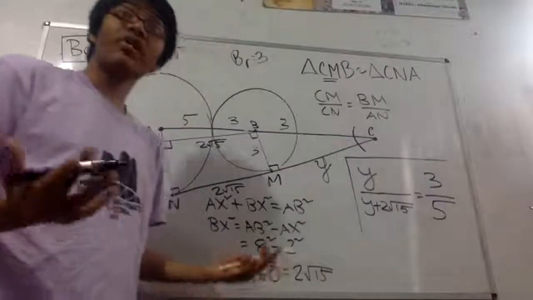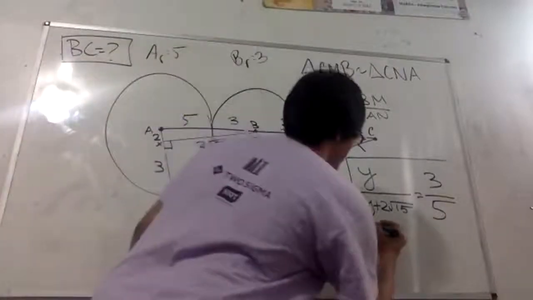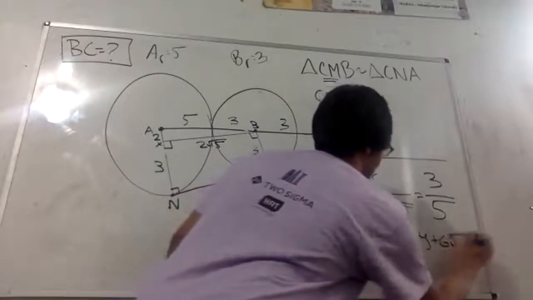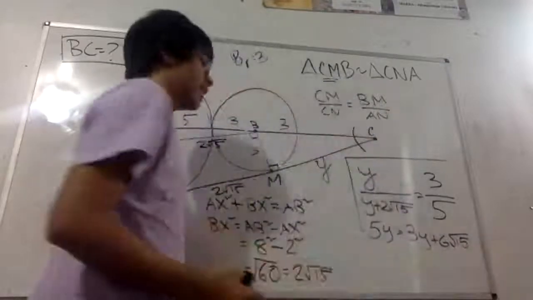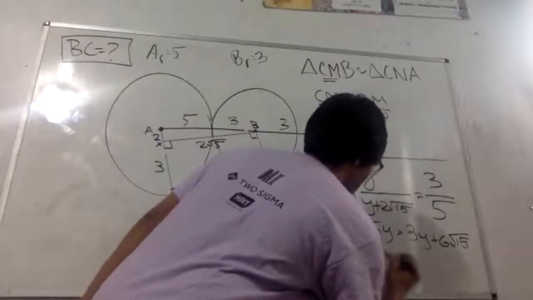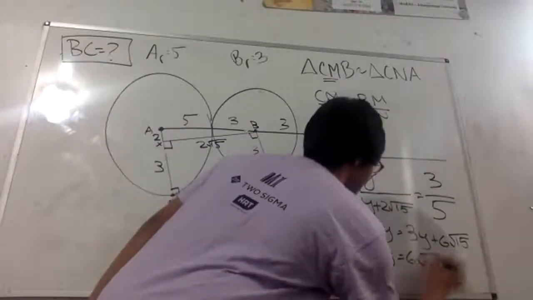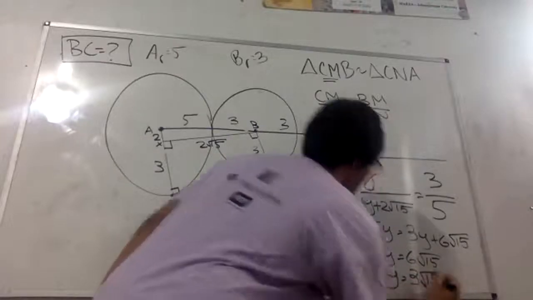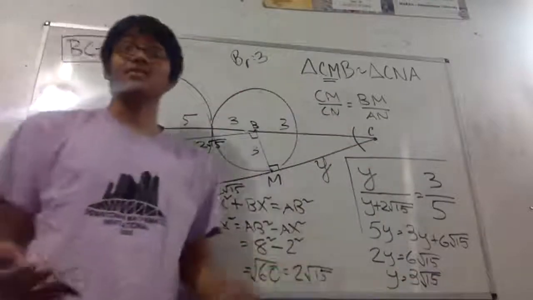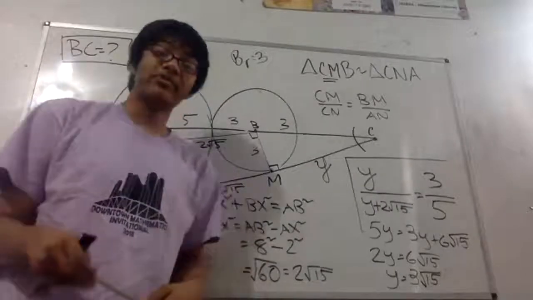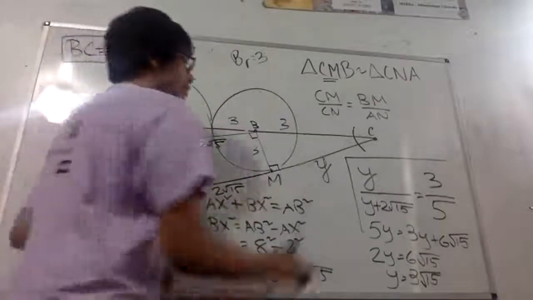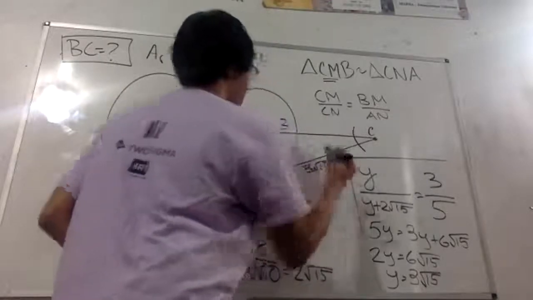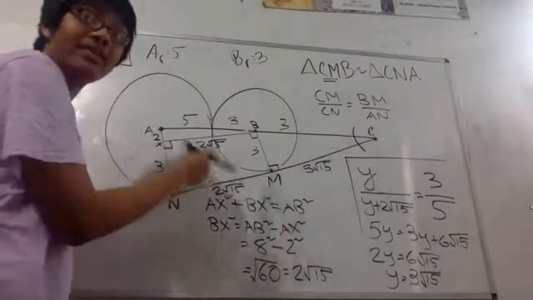So now we simply solve for Y. So 5Y equals 3Y plus 6 root 15. Subtracting 3Y from both sides, we get 2Y is equal to 6 root 15. So Y is equal to 3 root 15. So what does this mean? Well, since Y is equal to 3 root 15, we can replace Y by 3 root 15. And now we know the value of CM. We also know the value for BM.